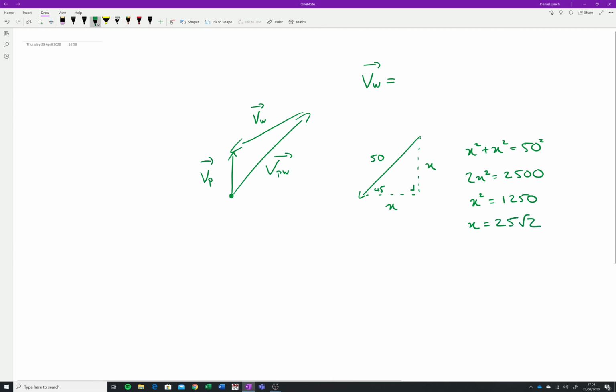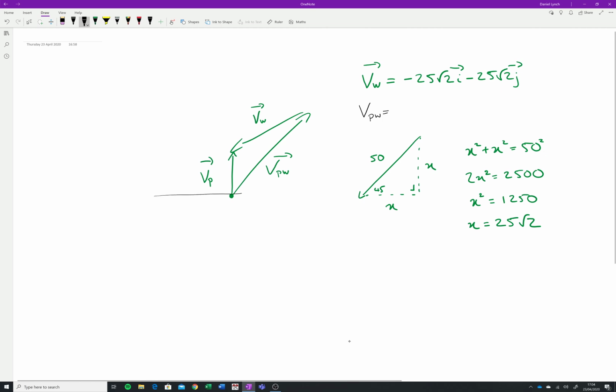Okay, so we can say what this thing here is. Now remember, it's going left and it's going down the wind. So left is minus 25 root 2 i, and down is minus 25 root 2 j. Okay, so we have that one done. That is the wind. So now it's about getting this one, which is a little bit trickier. We want it for the plane relative to the wind.